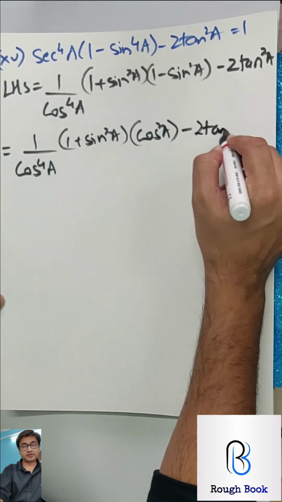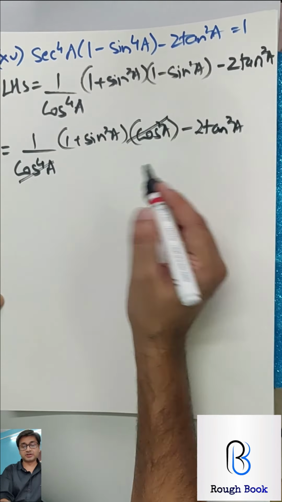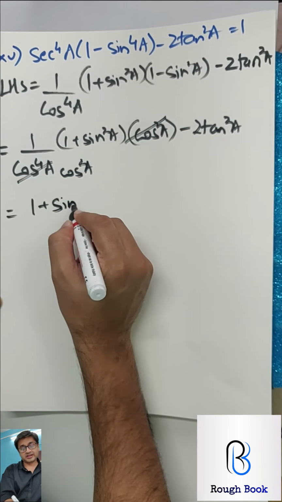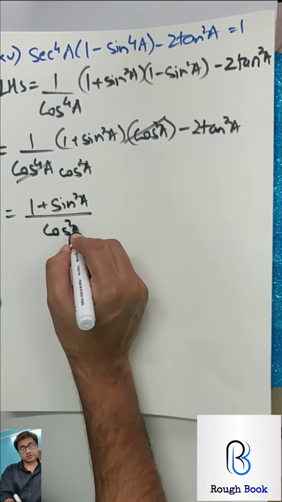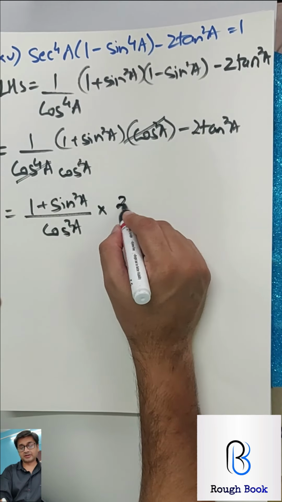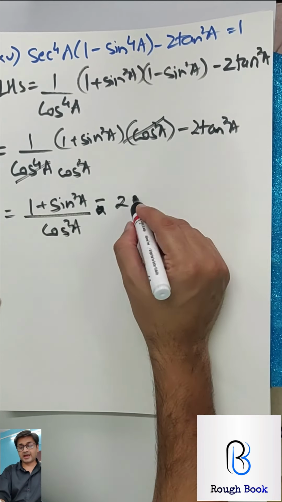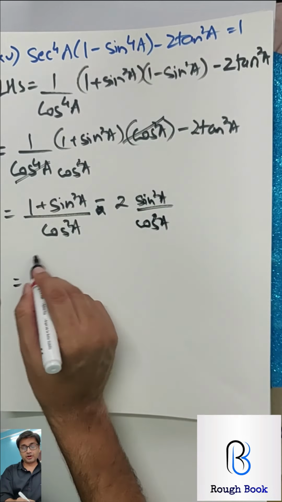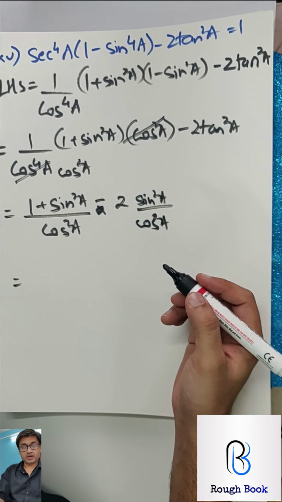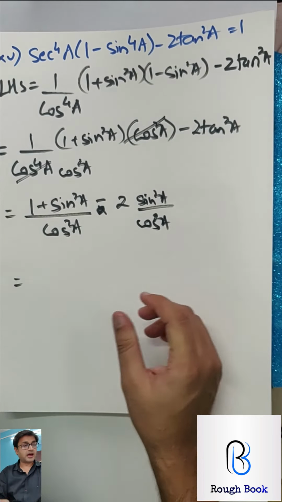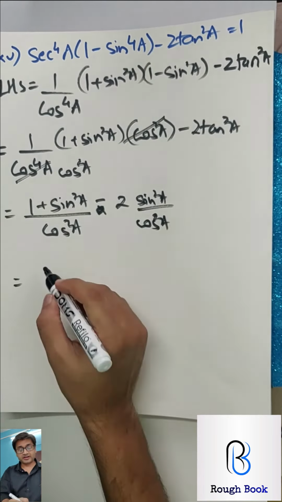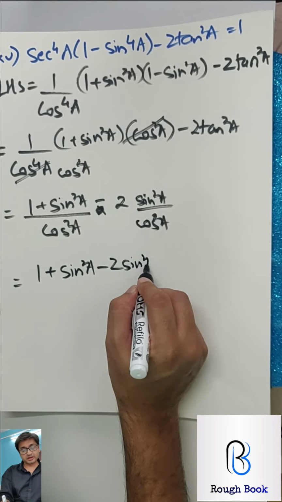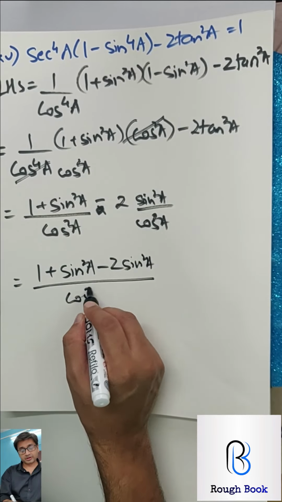Why did I convert this? So that I can cancel this with this, and here what will be left is cos square. So I'll get 1 plus sine square upon cos square into 2 tan, minus 2 tan is sine upon cos. So there you go. Denominators being same, both are cos square. So you can take everything together and take the LCM. So I will finally get 1 plus sine square A minus 2 sine square A upon cos square A.